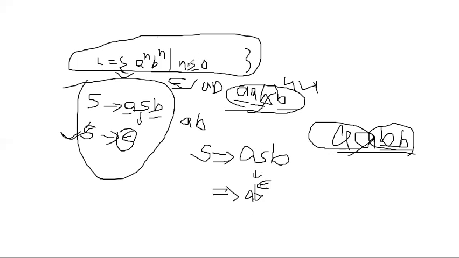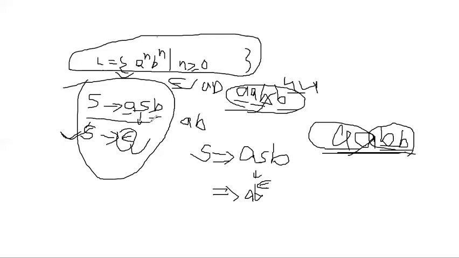But if n is greater than 0, we already saw it. First get n minus 1 A's and n minus 1 B's, and finally replace S with AB. Then we get n A's and n B's. I told you already, if 4 A's and 4 B's are required, then repeat S implies ASB 3 times. Then we get 3 A's and 3 B's, with S in between. Then finally replace that S with AB, and we get 4 A's followed by 4 B's. After that, replace S with epsilon because the condition is n greater than or equal to 0, so epsilon is also valid. That's why S implies epsilon is also valid here.